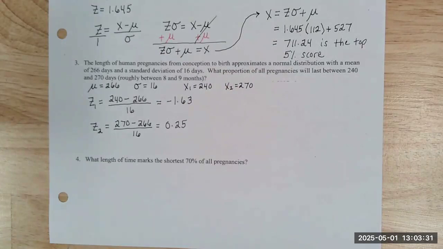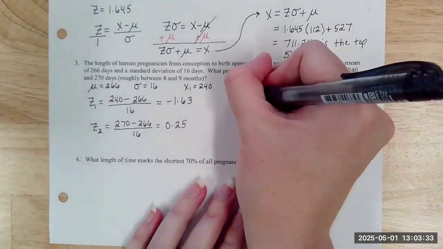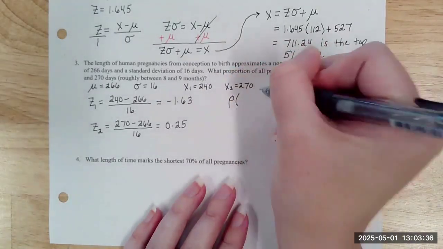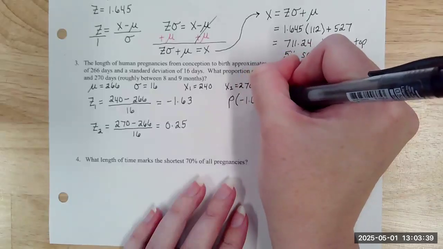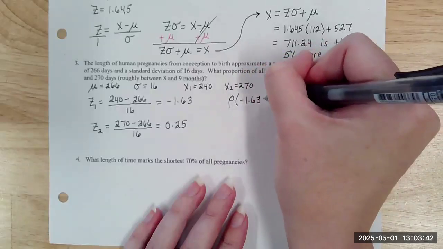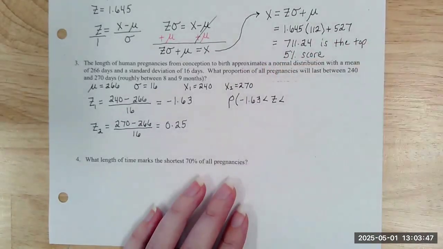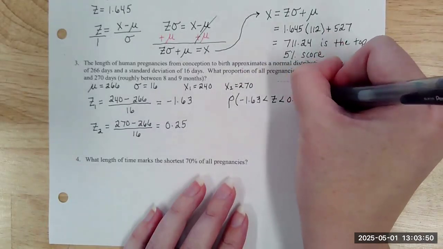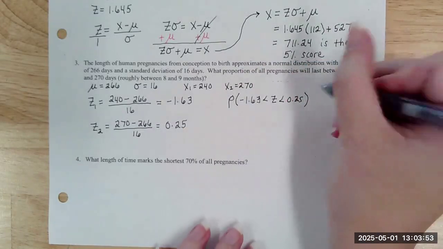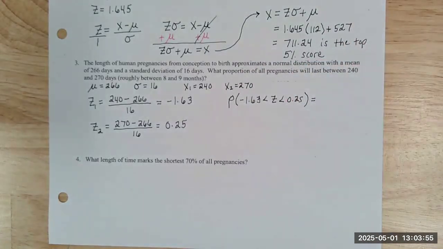And so what we're asking for is the probability that Z is greater than negative 1.63, but Z is less than 0.25. And so how we do that is we go ahead and we find the probability of the bigger Z. And then we subtract the probability of the smaller Z.